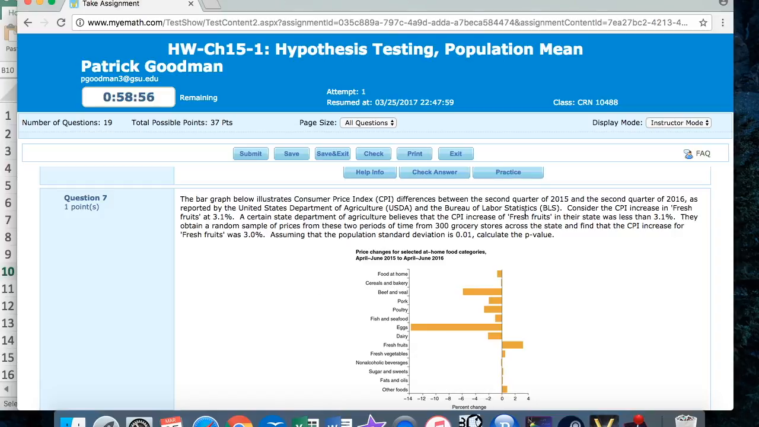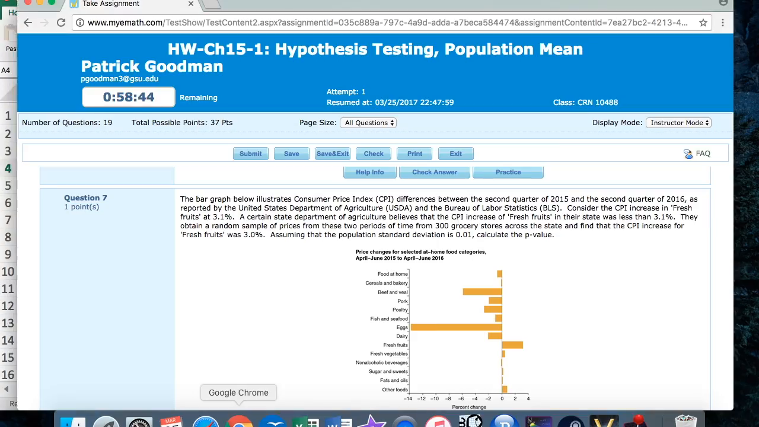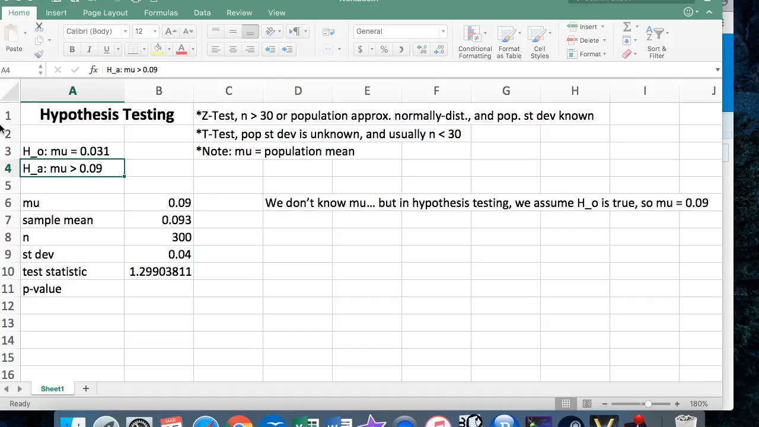Okay, so here we go. They say fresh fruits, consider CPI increase in fresh fruits at 3.1%. So they already tell us what our null hypothesis is. It's 0.031, right? 3.1%. Now it says a certain state Department of Agriculture believes the CPI increase of fresh fruits in their state was less than 3.1%. So this would mean we have less than our 0.031.